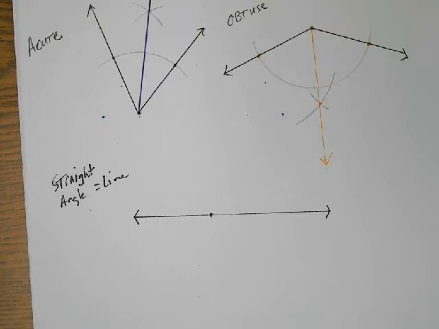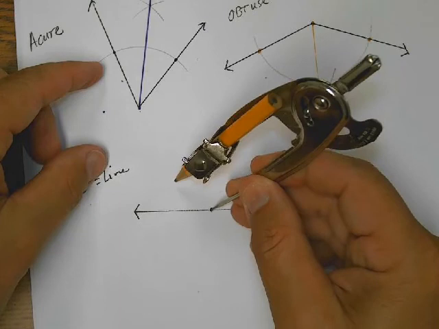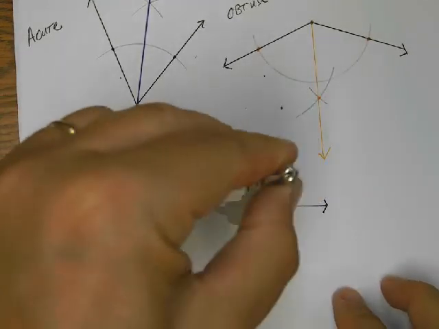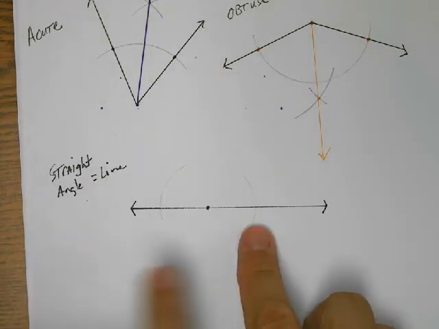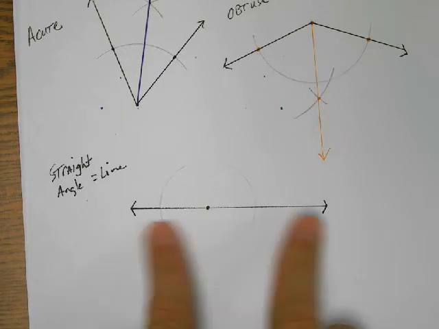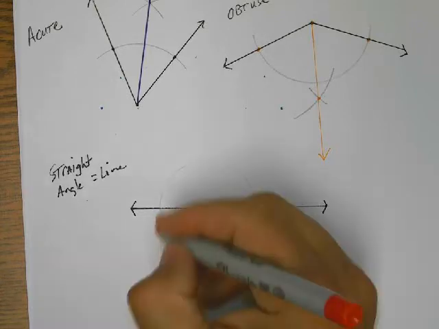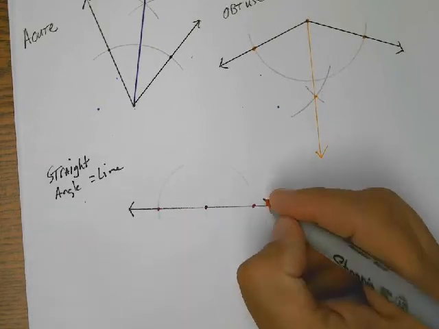Okay, once I declare a point, that's my vertex. I follow the exact same procedure. Put that on my vertex. I do an arc that intersects both sides. If that's my vertex, it's like there's two rays. You just create a straight line. Let's do red. Point of intersection, point of intersection.